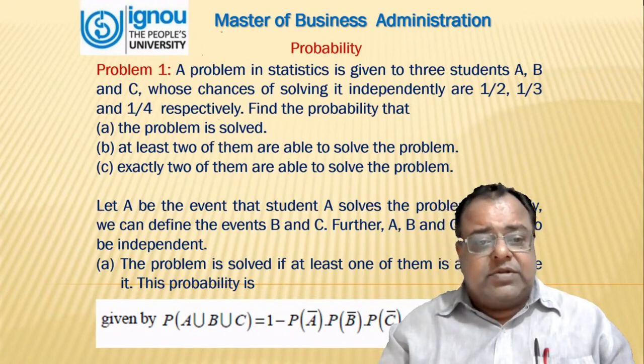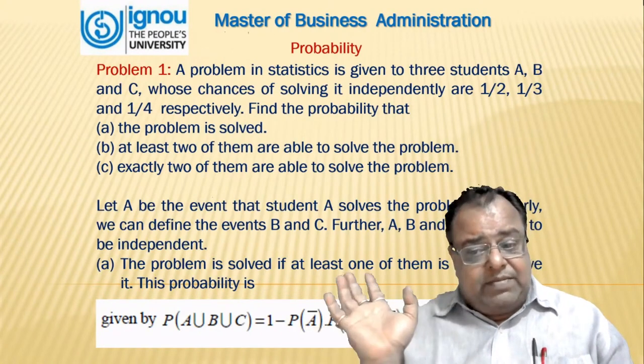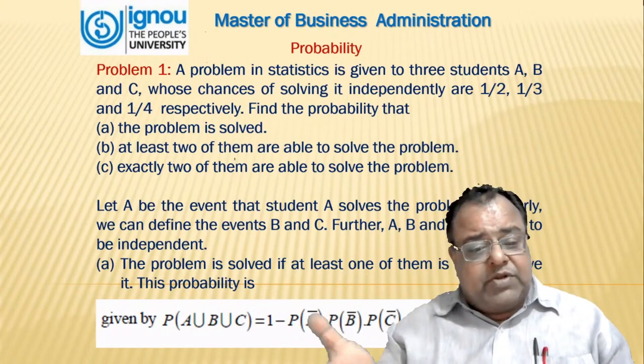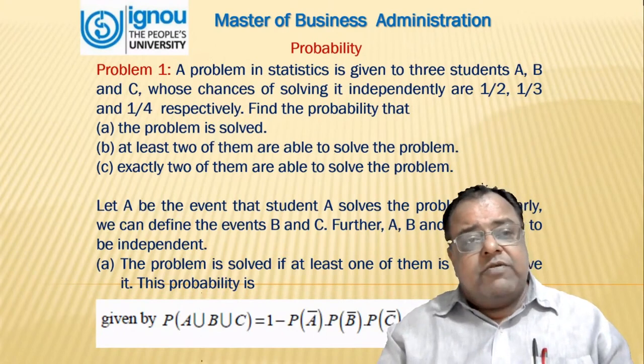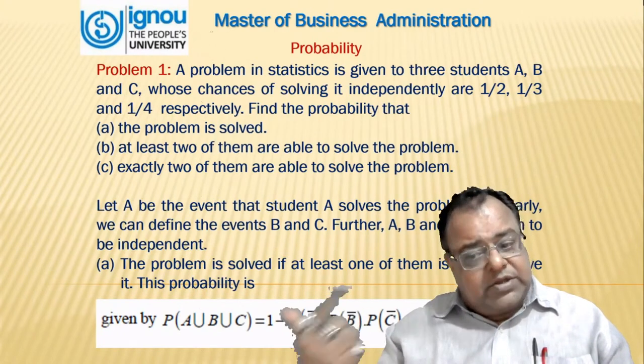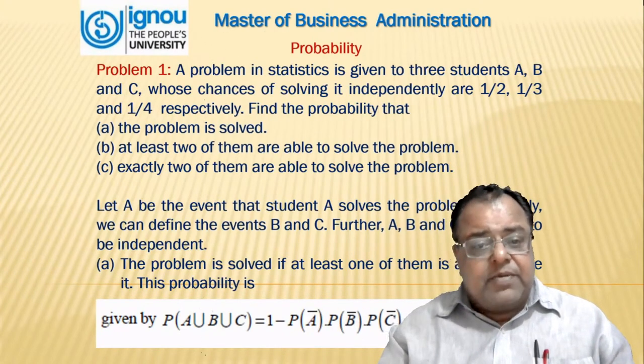If the problem is solved, it means the problem has been solved by at least one of the three. That will be 1 minus the probability, the product of P(A not), P(B not), P(C not). We will get 3 by 4.